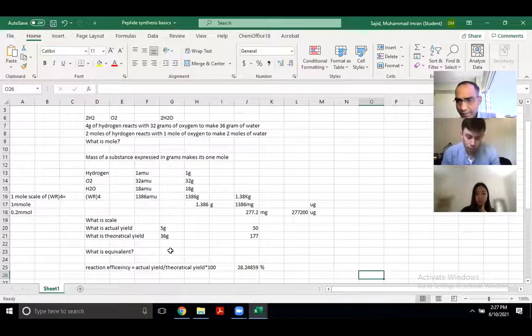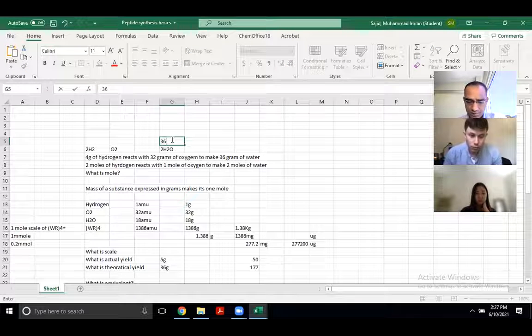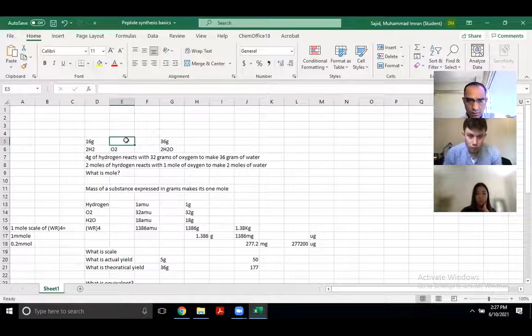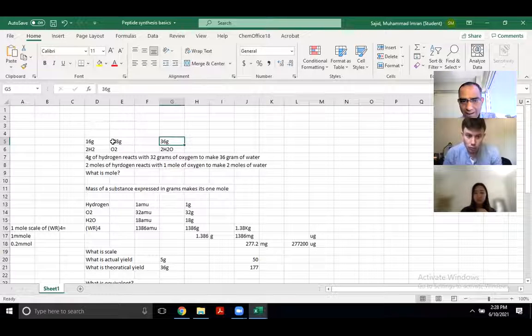We increase the reactants. For example, if I want to get 36 gram of water, then I will not use 4 gram. Rather, I will use 16 gram of hydrogen, and I will use maybe 32 into 4, so 128 gram of oxygen, and then I will be able to get 36 gram. So I am using it in excess, 4 times excessive reactants. Instead of using 4 gram, I am using 16 gram, and instead of using 32 gram, I am using 128 gram, right?